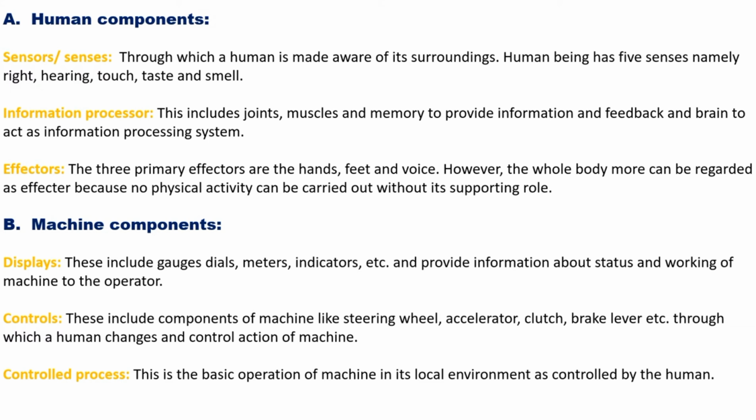However, the whole body can be regarded as an affector because no physical activity can be carried out without its supporting role. B. Machine components. Displays. These include gauges, dials, meters, indicators, etc., and provide information about status and working of the machine to the operator. Controls. These include components of the machine like steering wheel, accelerator, clutch, brake lever etc., through which a human changes and controls the action of the machine. Controlled process. This is the basic operation of the machine in its local environment as controlled by the human.